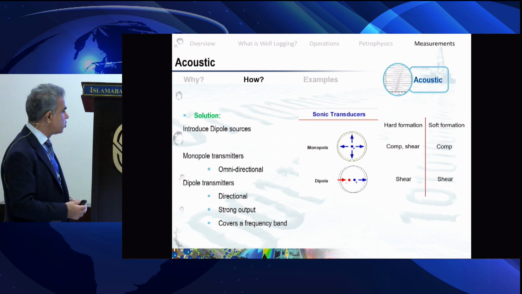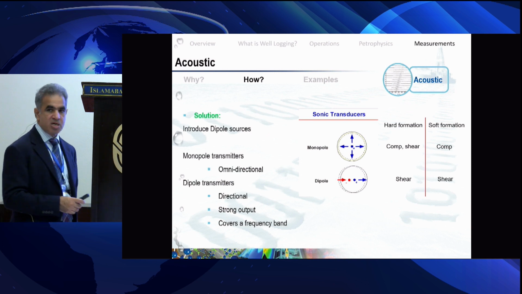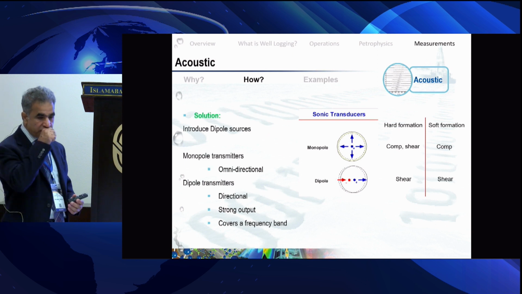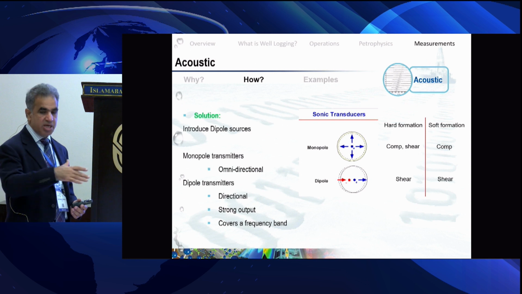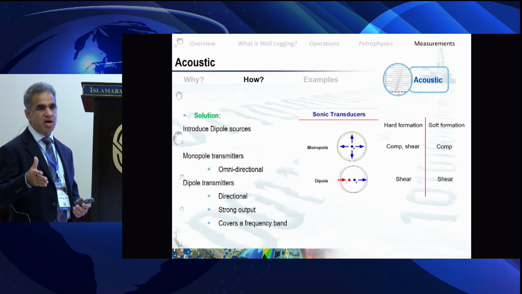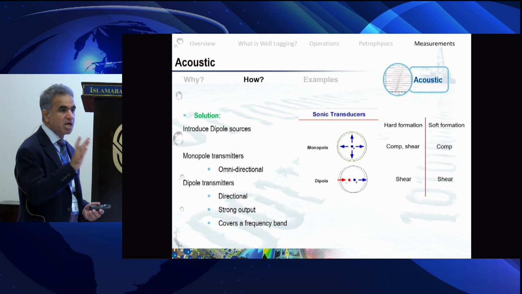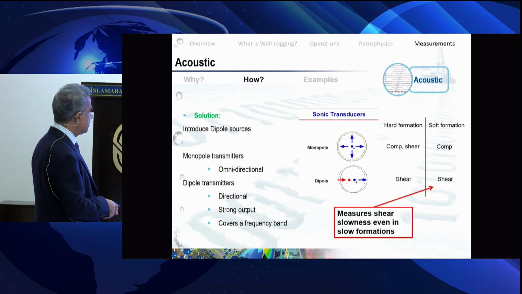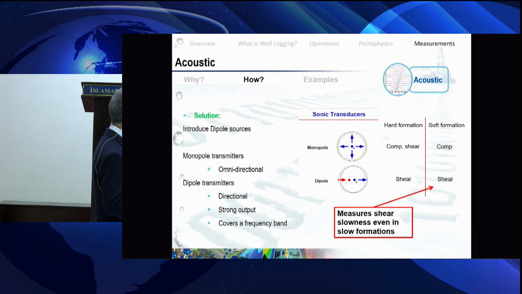We also have modern tools with a chirp drive, sending a range of frequencies rather than selecting only low or high frequency. We're not limiting it based on the formation characteristics. So in slow formation, you must have a dipole source.